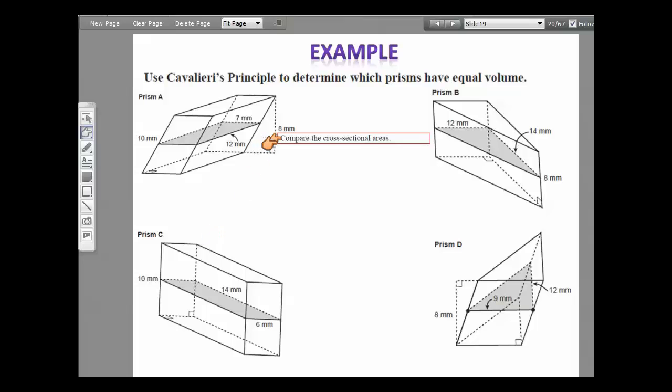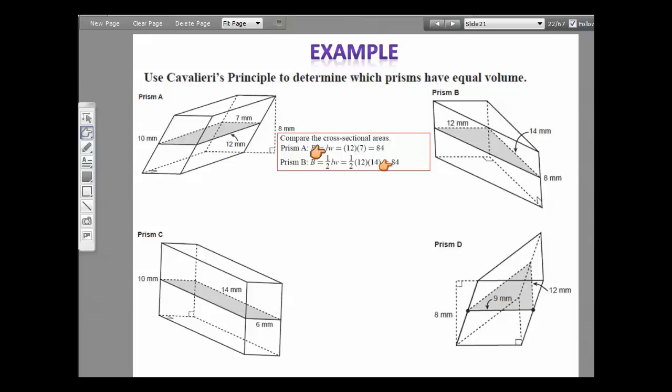It says compare the cross-sectional areas, and what that means is I'm going to find the area of this cross-section. I'm going to find the area of prism B's cross-section, the area of prism C's cross-section, and the area of prism D's cross-section. So prism A's cross-section area is 84. Prism B's cross-section is also 84.